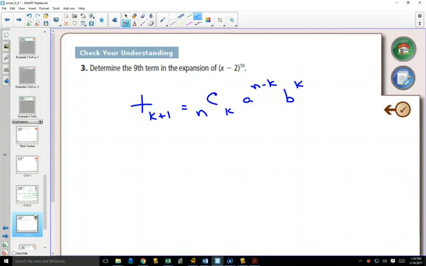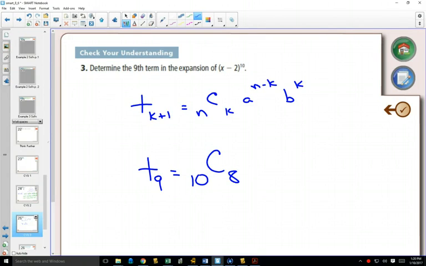If we want to find the 9th term, well, we just have to plug in values. What's the value of n? N is always the exponent. So n is always the exponent. And what's the value of k? 8. K is always 1 less than the term number. So we have 10 choose 8.